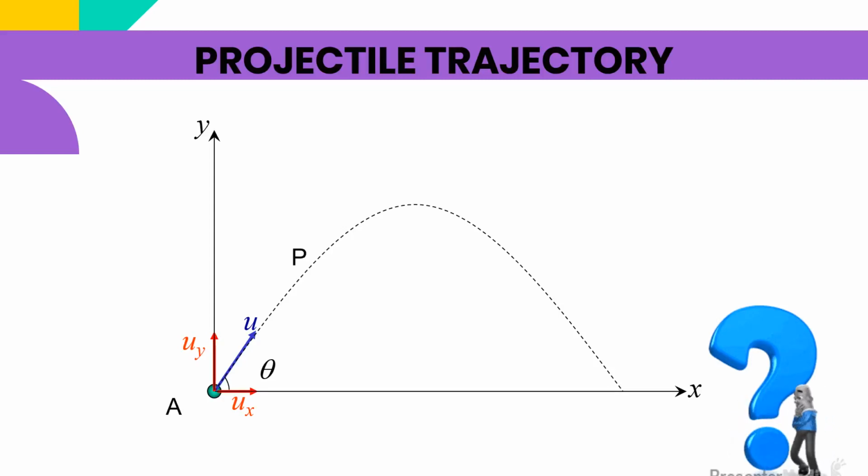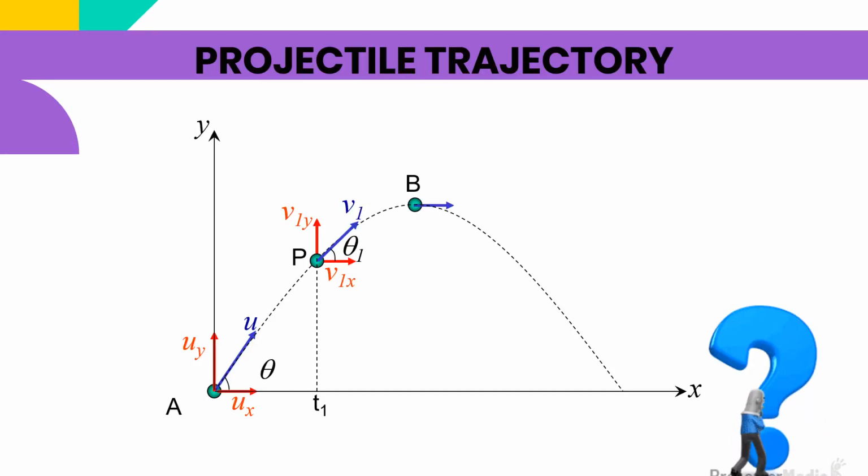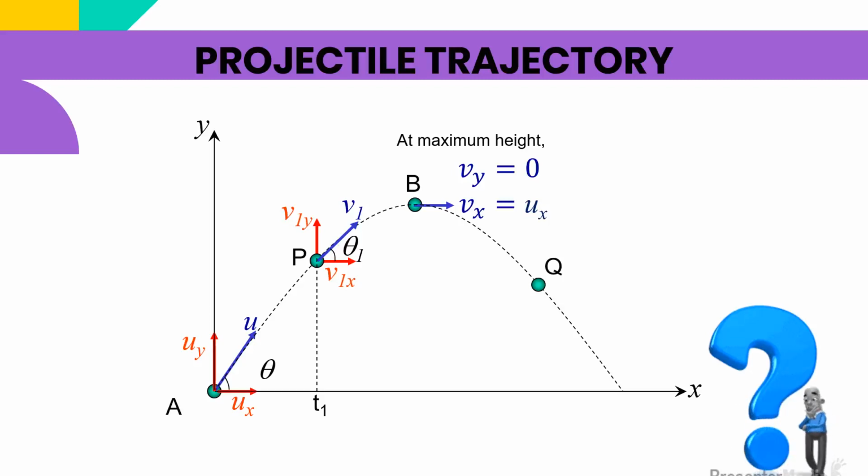At point P, the ball is moving with the velocity v1, which has v1x and v1y. At this point, the travel time is t1. At point B, which is at maximum height, the velocity vx equals ux and the velocity vy equals 0. At point Q, we do the same process as point P, where the travel time is t2.